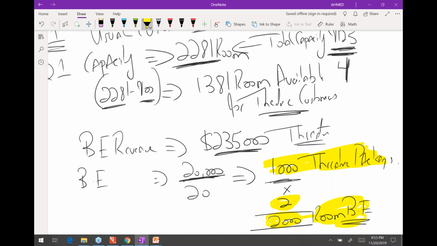Are you all getting how technical the question is? The working that we have done here relates to theater packages only. Now, how many rooms are available? 1381. And how many are required for break even? 2,000.